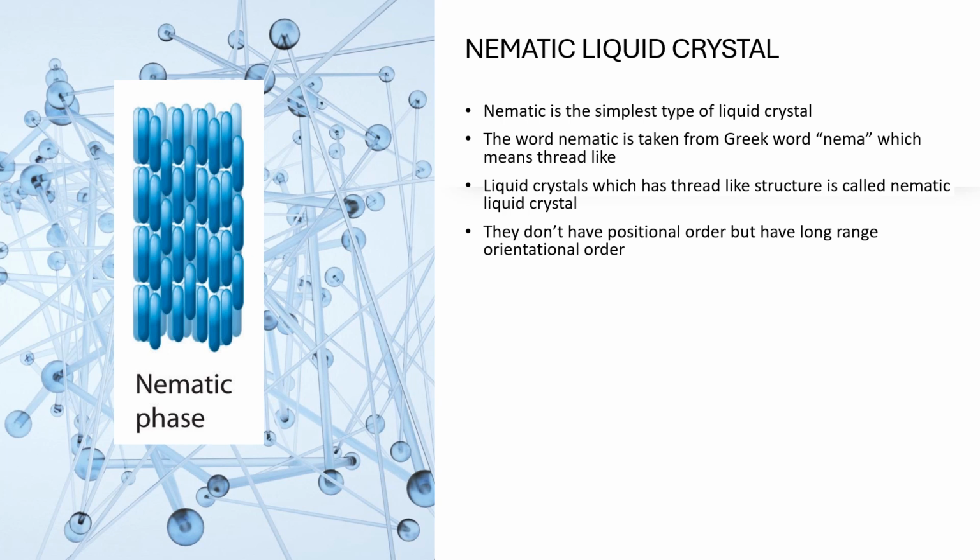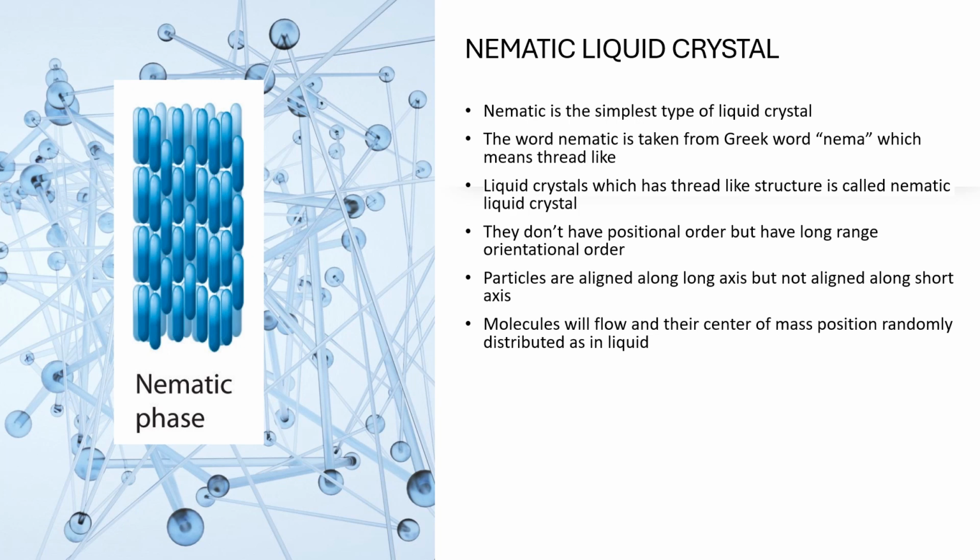They don't have positional order but have a long range orientational order. This is very clear from the diagram. Particles are aligned along the long axis but not aligned along the short axis, which means that they don't have positional order but have a long range orientational order. Molecules will flow and their center of mass positions are randomly distributed as in a liquid. Fluidity is very similar to the liquid.